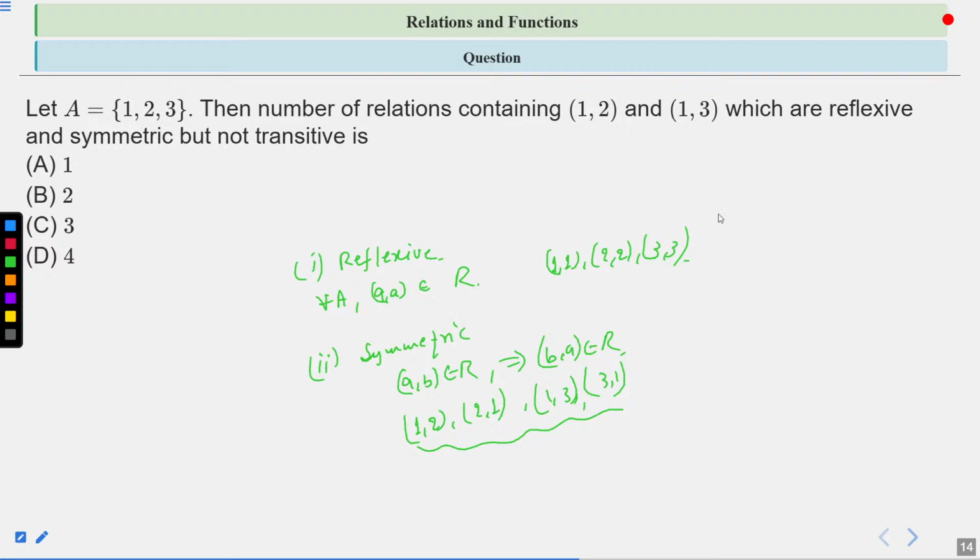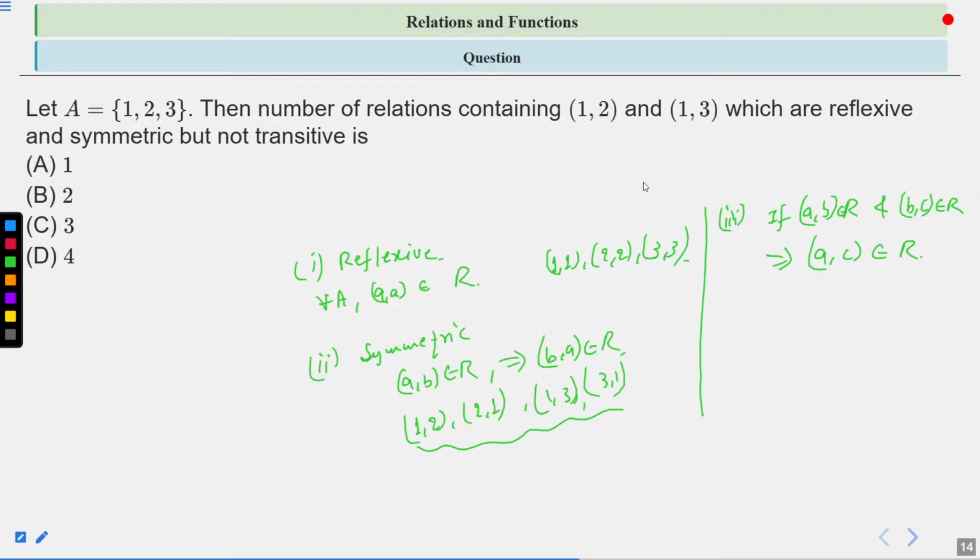Now for a transitive relation, the condition is: if (a, b) belongs to R and (b, c) belongs to R, then (a, c) must belong to R for the relation to be transitive, right?